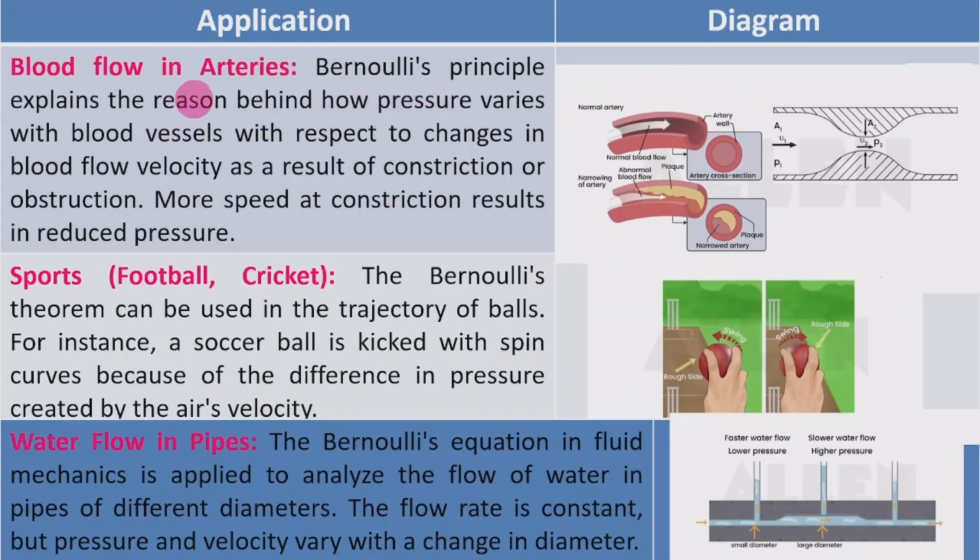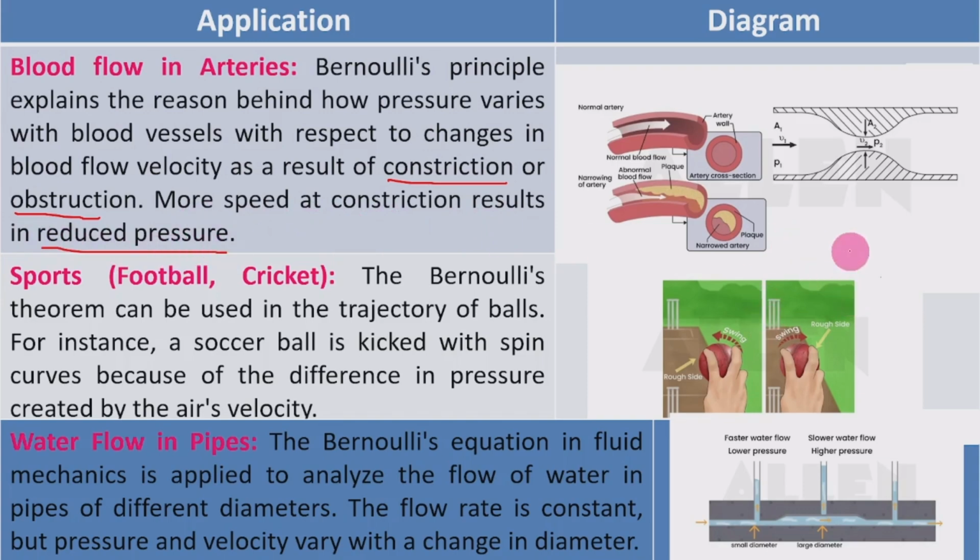Third one, blood flow in arteries. Bernoulli's principle explains how the pressure varies in the blood vessels with respect to changes in blood flow velocity as a result of constriction or obstruction. The constriction or obstruction present in the blood vessels causes an increase in velocity and a reduction in pressure. The more speed at the constriction results in reduced pressure.